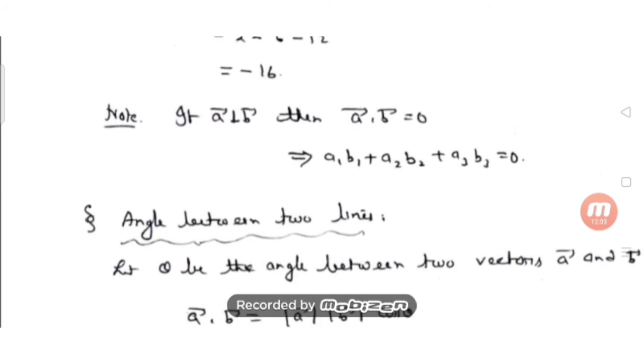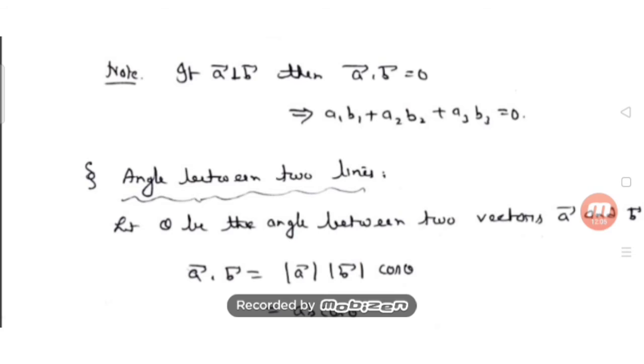Now you see here, as a note, if the vectors are perpendicular, then the dot product will be equal to 0. In that case, what is the component form result we'll get? a1b1 plus a2b2 plus a3b3 will be equal to 0.